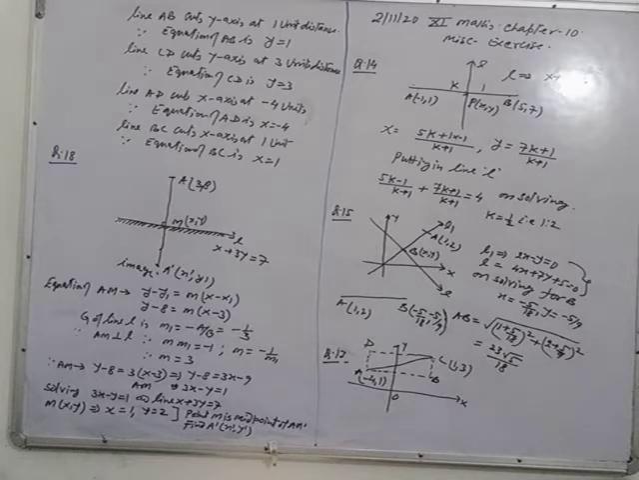Putting the values of x and y in the equation of line L. Why? Because point P lies on L also. So putting this x, y in x plus y is equal to 4, after putting, you will get the value of k. Now see question number 15.